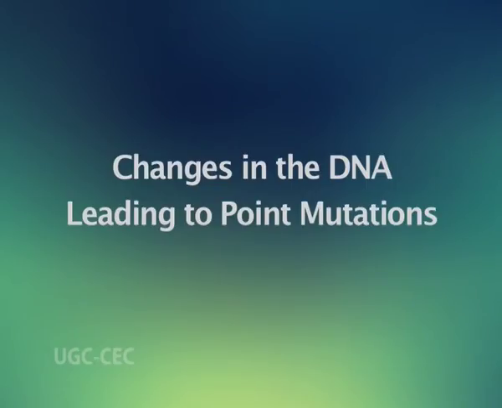Let us understand the changes in the DNA leading to point mutation. At the DNA level, mutation can arise due to base substitution, addition or deletion. In base substitution, one of the bases is replaced by another base, which again may be classified as transition or transversion. In transition, there is a replacement of a purine by another purine base, whereas in transversion, there is a replacement of purines by pyrimidine bases or vice versa. Addition or deletion of bases is another type of point mutation that we will be discussing today.